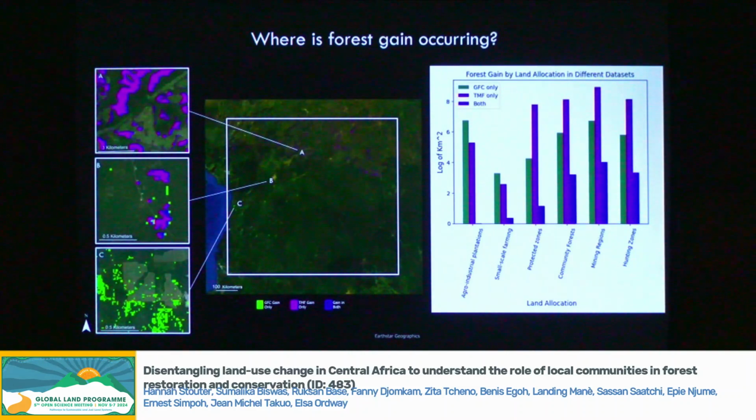And so especially thinking about forest gain, different data sets could be using different methodologies, which could be pointing to different types of forest gain across this region. And by combining them, we might be able to get a better picture of where that forest gain is taking place. But this work is still in its early stages.